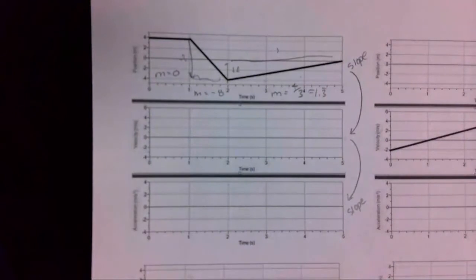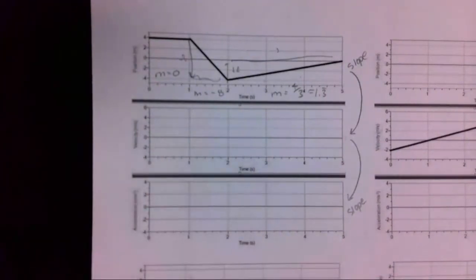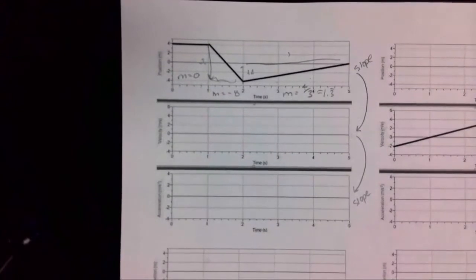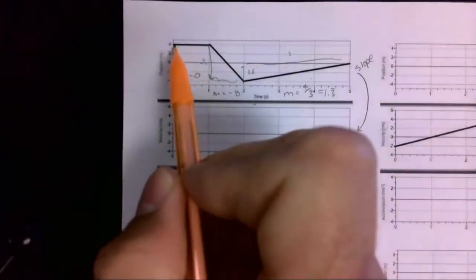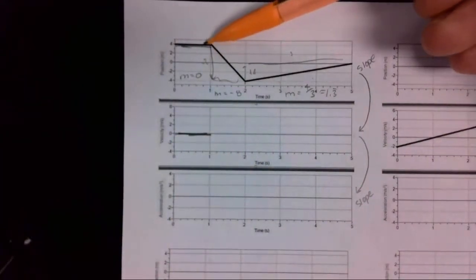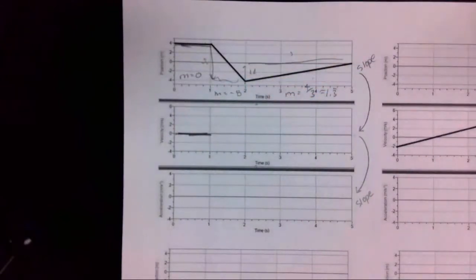So now I go to put that onto my velocity versus time graph. Now the slope is what the velocity is. It's not how much it changes. So the velocity over this entire interval is 0. It's not moving. So the slope everywhere on this line is 0. So that's what the velocity is right there.